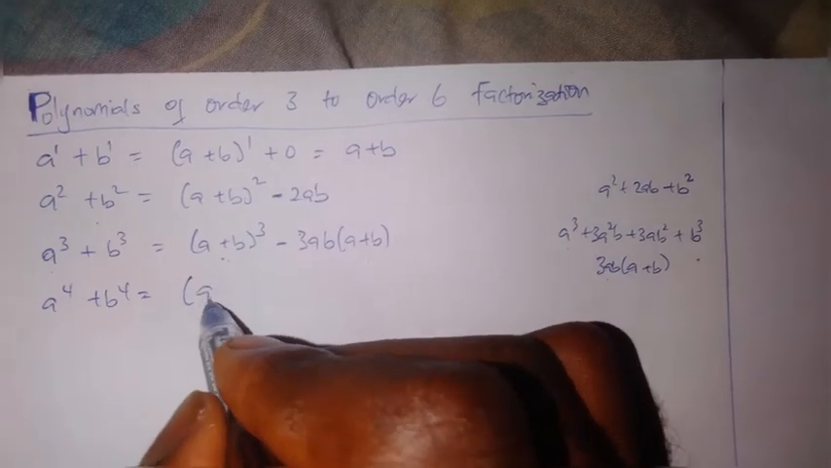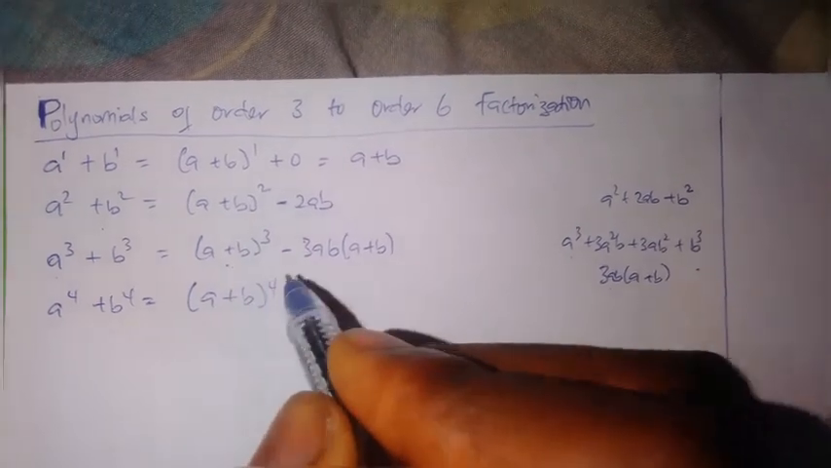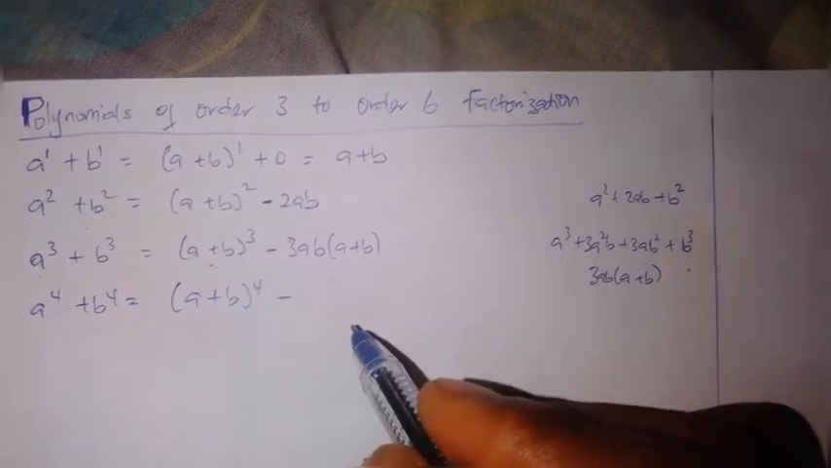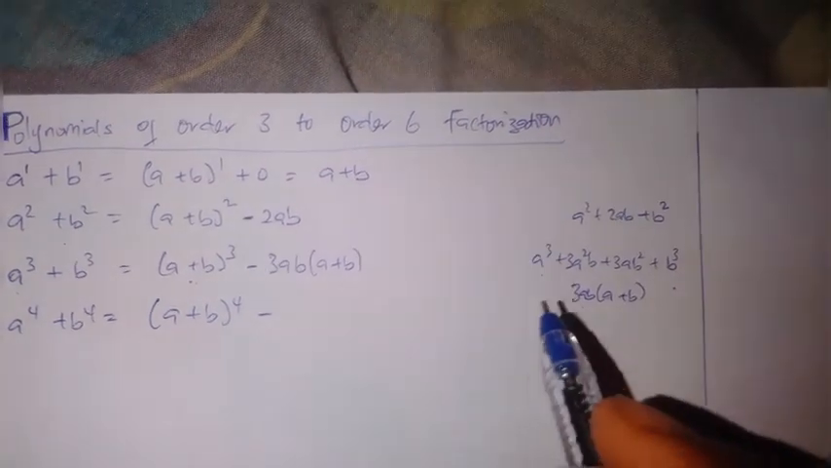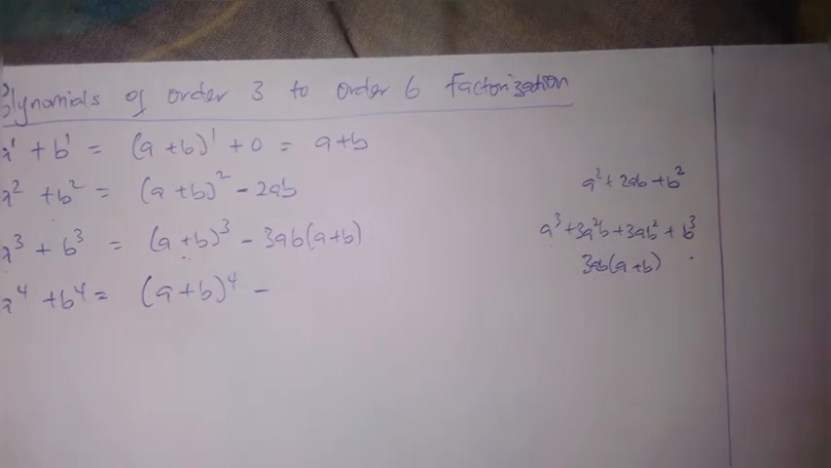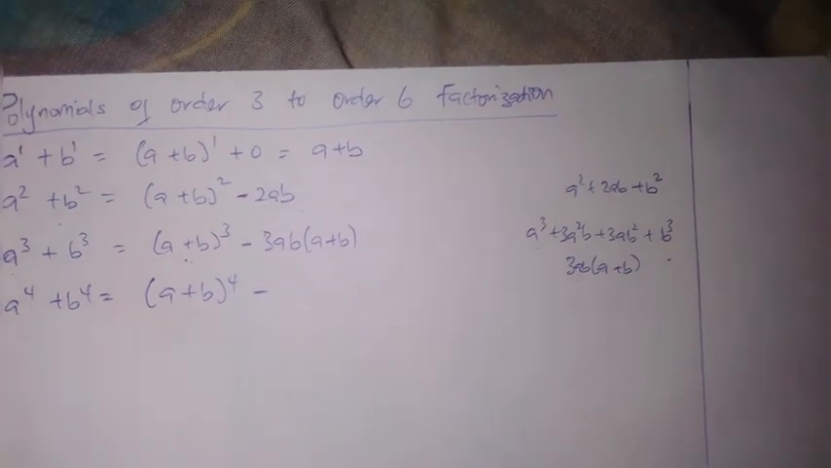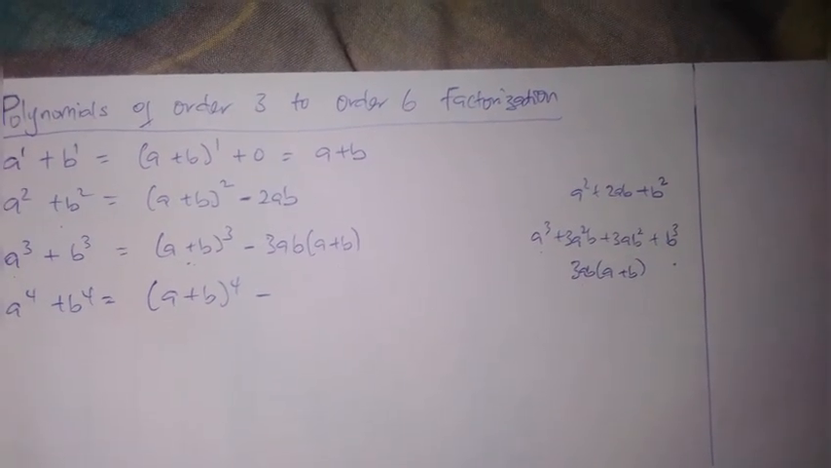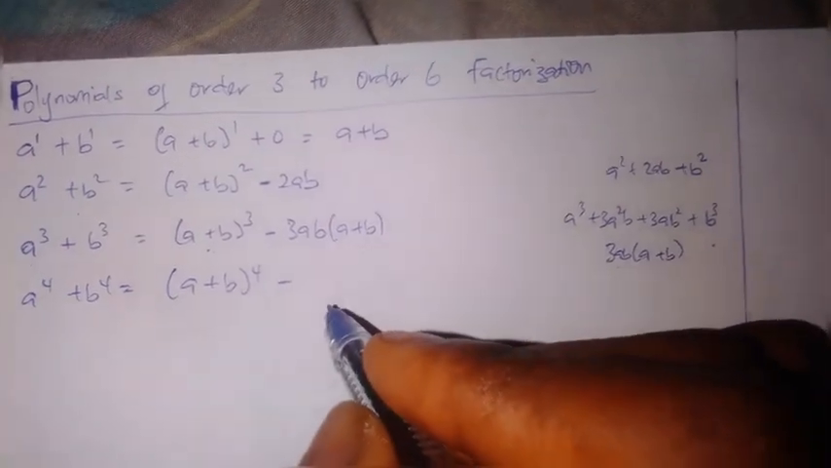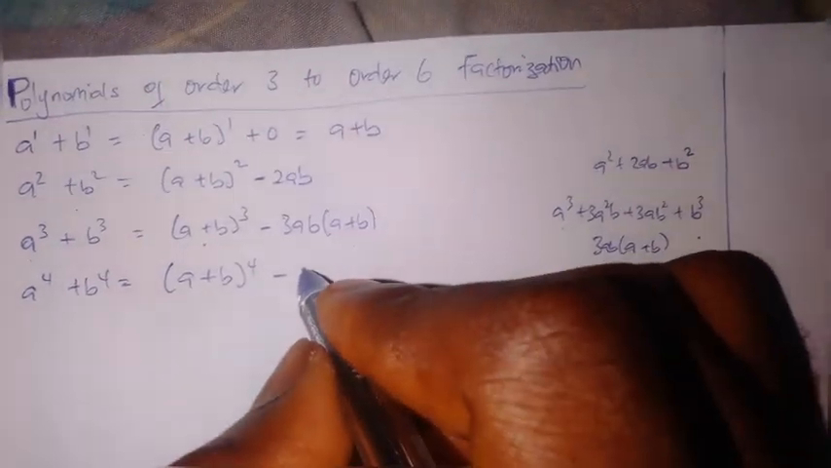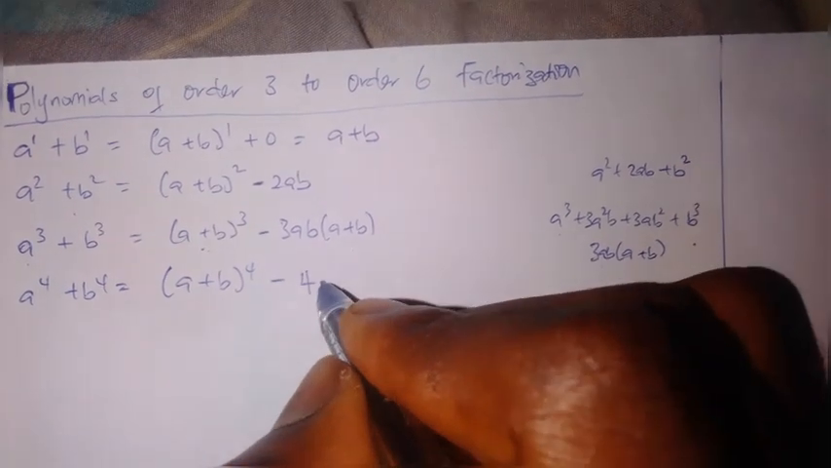Now this becomes a plus b all raised power 4 minus what? Now after expansion, what will I have? I'm going to have a raised power 4 plus 4a cube b plus 6a squared b squared plus 4ab cube and then plus b raised power 4. Now, in this case, what remains? After factorizing, I will have this left.